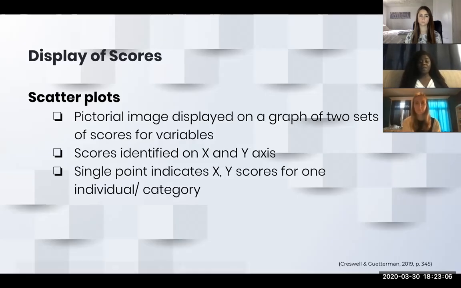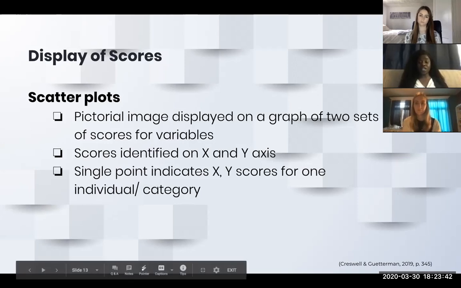Next, we'll talk about the display of scores. Display of scores is basically how do we display variables that are correlated with each other? We can use scatter plots, which are images to display 2 sets of scores for variables, so scores on the x-axis as well as scores on the y-axis. At a single point, it indicates the x and y scores for one individual or category.